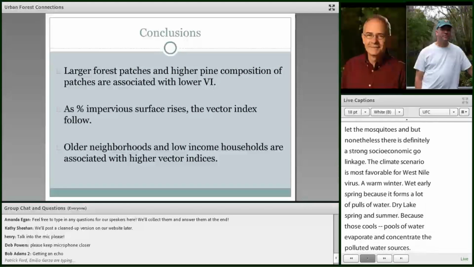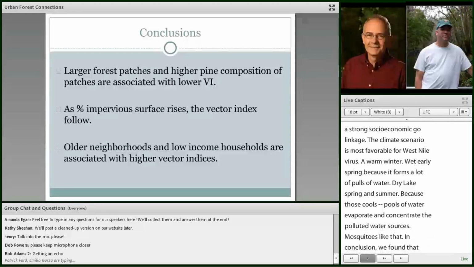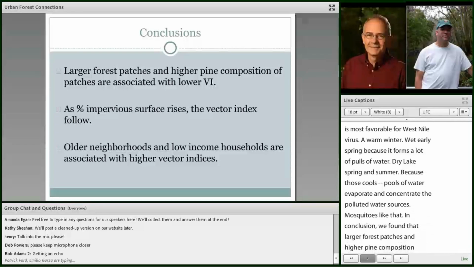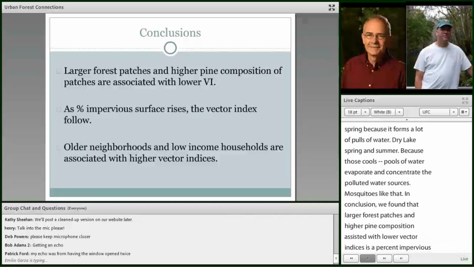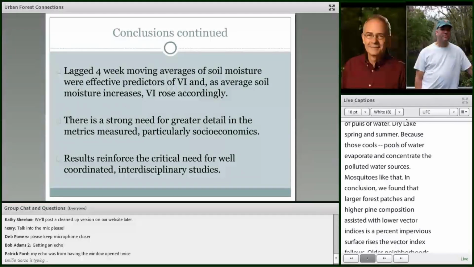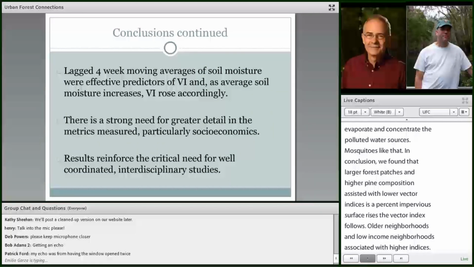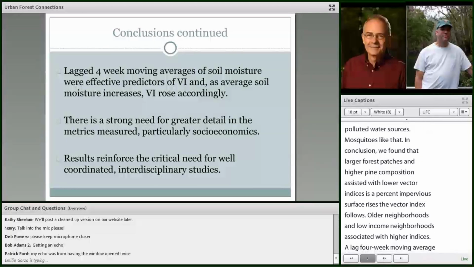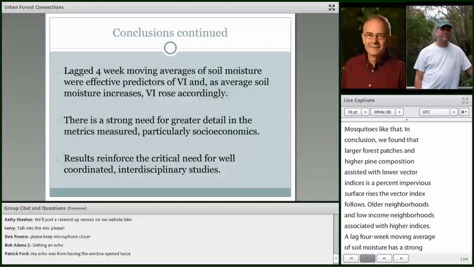So in conclusion, we found that larger forest patches and higher pine composition are associated with lower vector indices. As the percent impervious surface rises, the vector index follows. Could be a hydrologic effect or forest fragmentation. Older neighborhoods and low-income neighborhoods are associated with higher indices. A lagged 4-week moving average of soil moisture has a strong relationship with the vector index. Moisture more strongly than temperature, although the two are integrated.